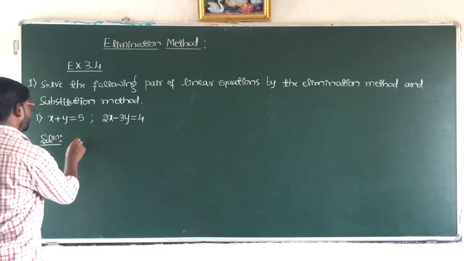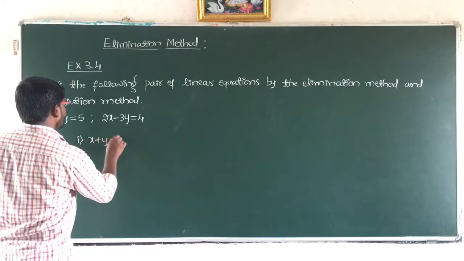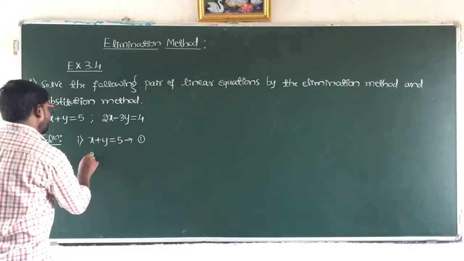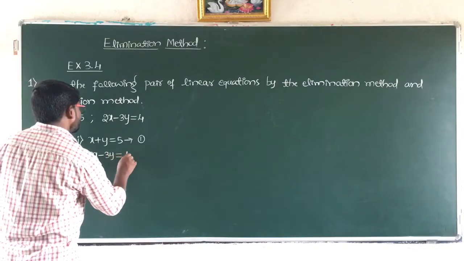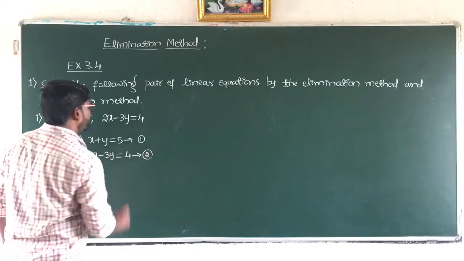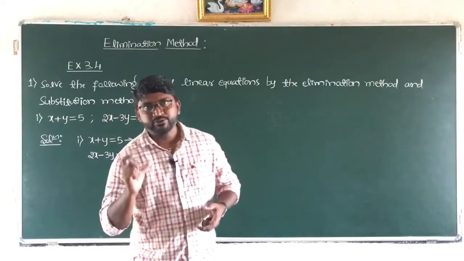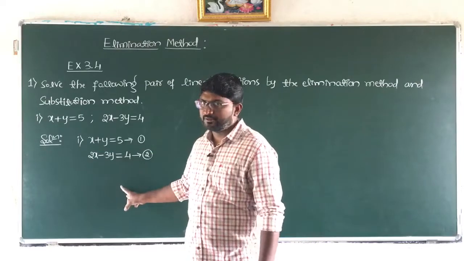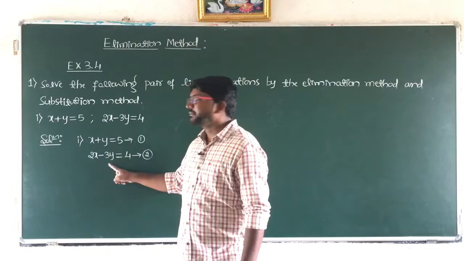The first one: x plus y equals 5, call this equation number 1, and 2x minus 3y equals 4, call this equation number 2. Here we have to eliminate either x or y. In order to eliminate a variable, we have to make either the x coefficients equal or the y coefficients equal. Here it is x, here it is 2x, and here it is y, but here it is minus 3y.